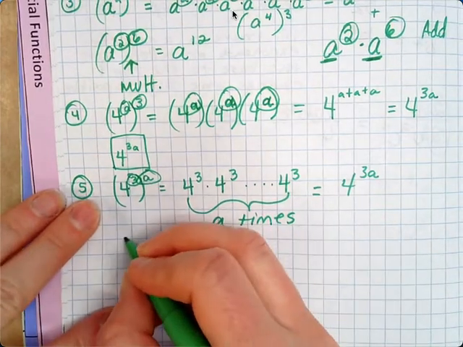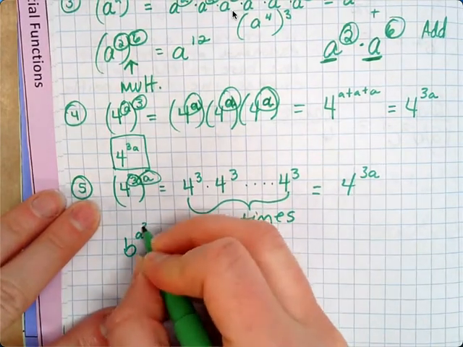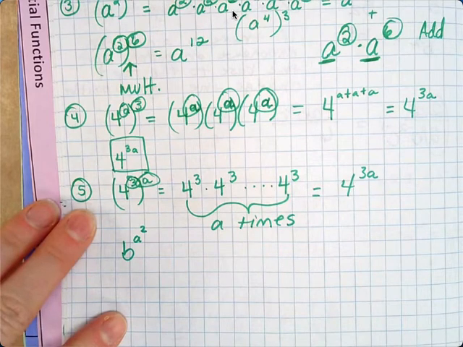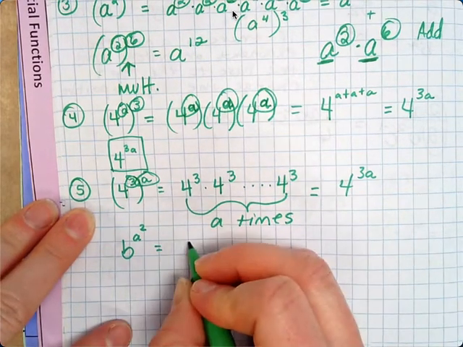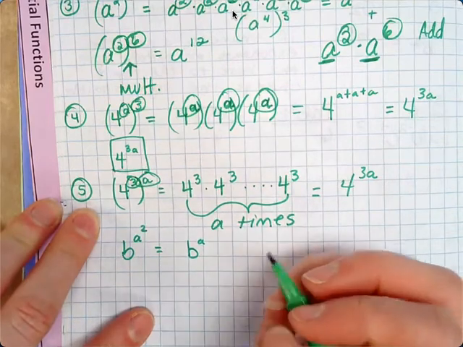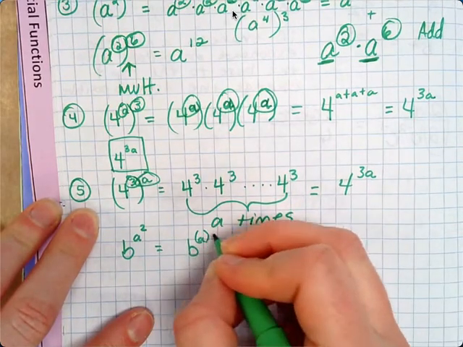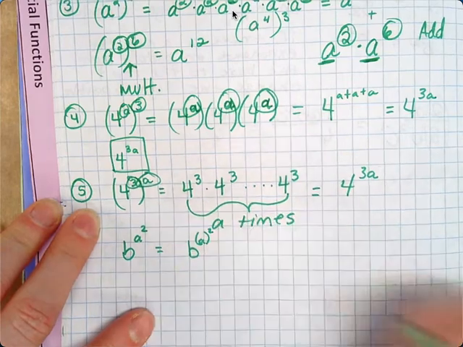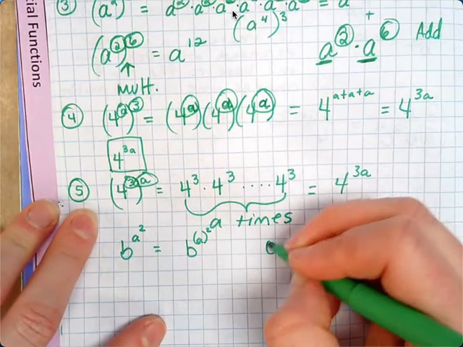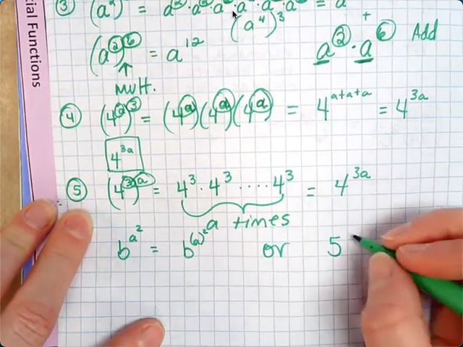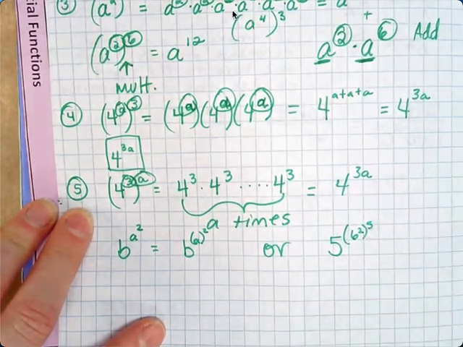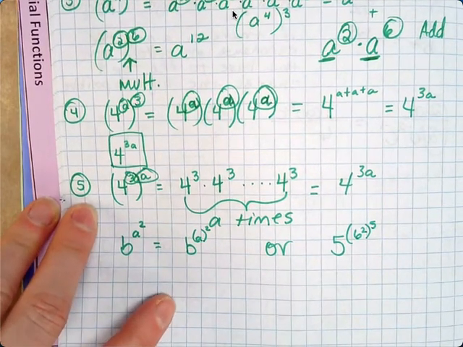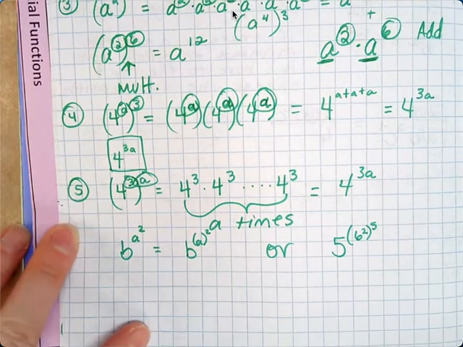So like b to the a squared. Is that what you're saying? Yeah, you can have that. Which is kind of crazy, right? Because this would be like if I did b to the a and then a with the squared out here, or another example would be like 5 to the 6 squared to the 5th power. Yeah, isn't that crazy? But yeah, you can have exponents.